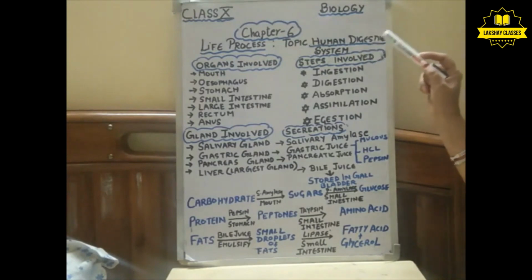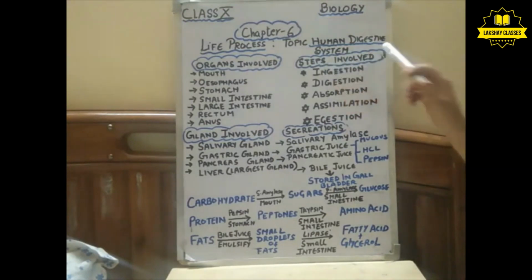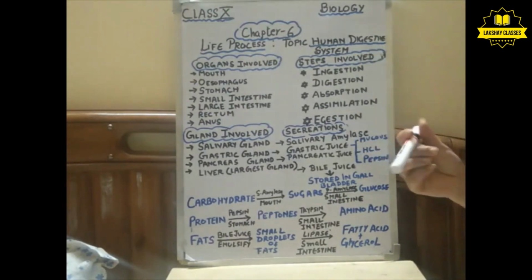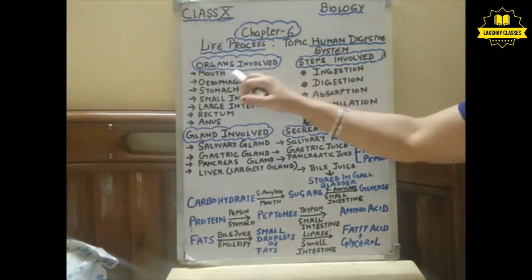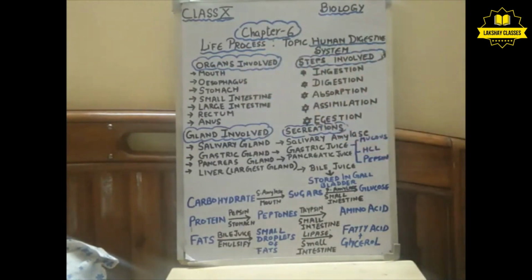Now in digestion, you can say nutrition of the animals, there are different steps involved. 5 major steps are involved. First is ingestion. Ingestion is simply intake of food. As soon as you keep the food in your mouth, the process is called ingestion. So ingestion starts in the mouth.